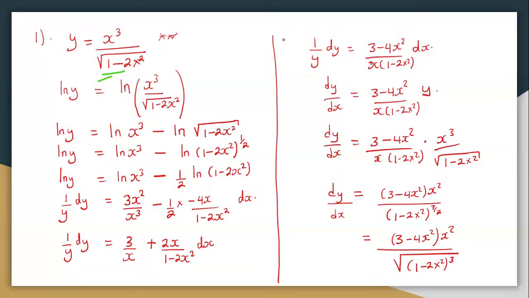Members, are we still on the same page or is there a question? If you have a question, you may ask, or in case there's something that's not clear, you may ask. Are we on the same page? No, not yet.